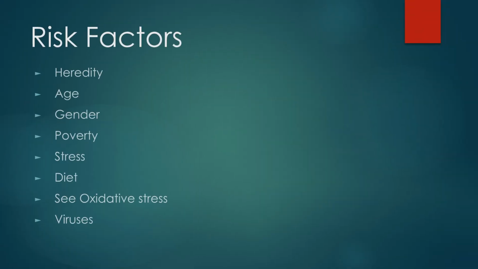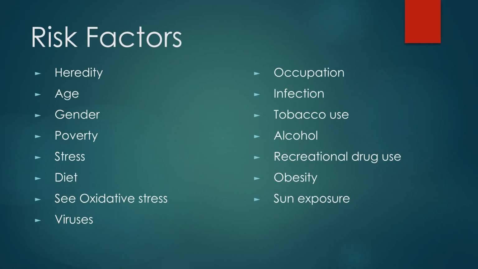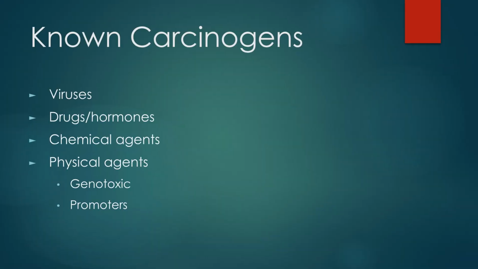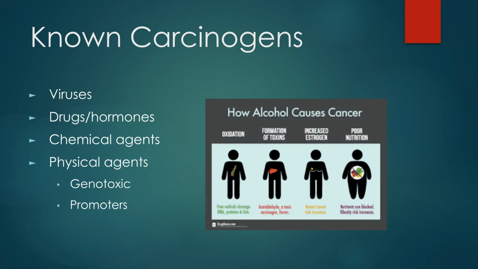Cancer risk factors can be hereditary or environmental. Environmental factors include occupation, tobacco and alcohol use, diet, obesity, and sun exposure. Known carcinogens include viruses, drugs or hormones, chemical agents, and physical agents. Physical agents include genotoxic substances and promoters like alcohol, which accelerate cancer development.